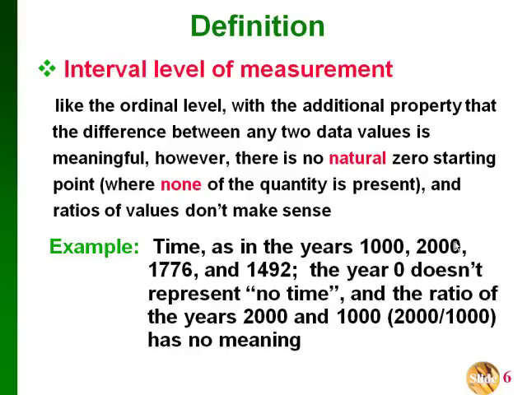So for example, if we're talking about time as in years, we could have the years 1000, 2000, 1776, and 1492. We could definitely put these into order, but we don't have a natural zero starting point. The year 0 doesn't necessarily mean the beginning of time. And if we look at ratios of two of these numbers, for example 2000 and 1000, if we divide those we get 2, but that has no meaning in this situation.